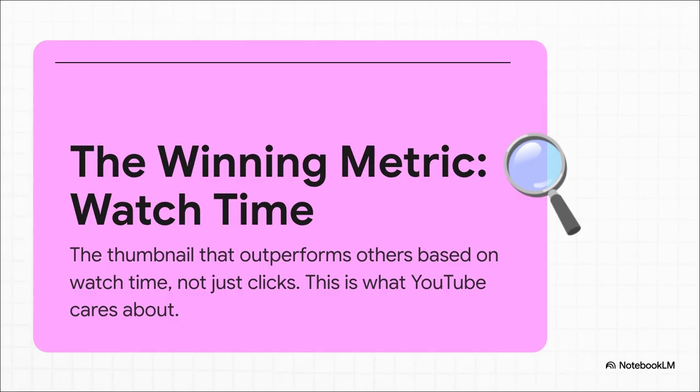Think about it from YouTube's perspective. Their number one goal is keeping people watching for as long as possible. So, the thumbnail that results in the most watch time, that's the one the algorithm is going to fall in love with and push to more people.